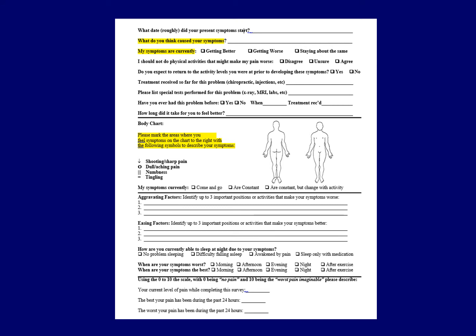That next question, the fifth question on the intake, asks, do you expect to return to the activity levels you were at prior to developing these symptoms? If we get someone who tells us no with that, if they don't expect to return, again, we're thinking about psychosocial overlay and potential avoidant behavior. And so if they answered no to expecting to return to their pre-injury levels of activity, and if they tell us that they should not do physical activities that make their pain worse, those are patients that are going to have avoidant behavior.